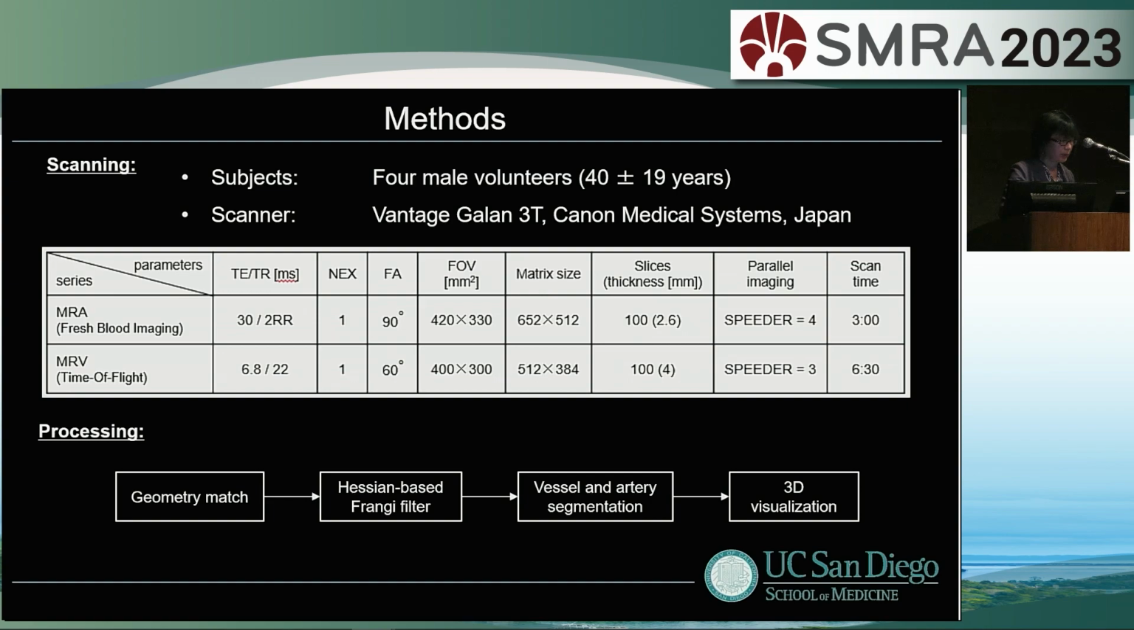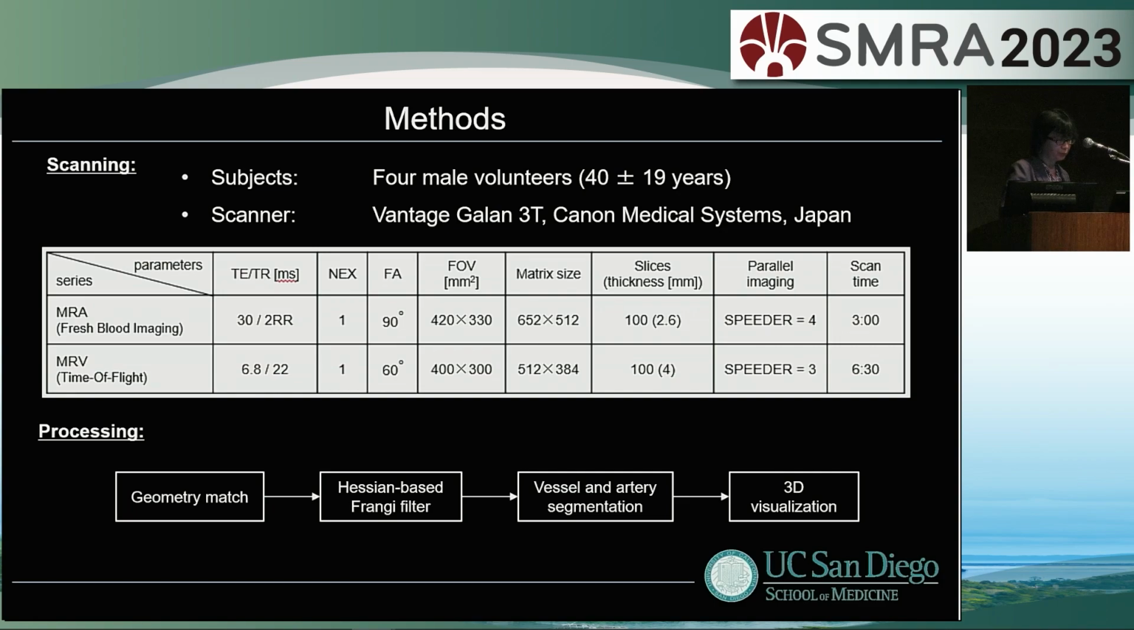Images were acquired using the body and spine coil. The scan protocol comprised 2 methods. The first one is non-contrast MR angiography using fresh blood imaging. The second one is time of flight. MR venogram was obtained using time of flight. Scanning parameters are shown in the table.